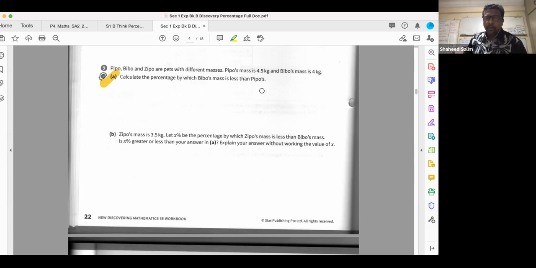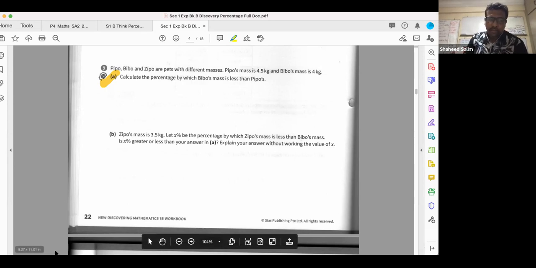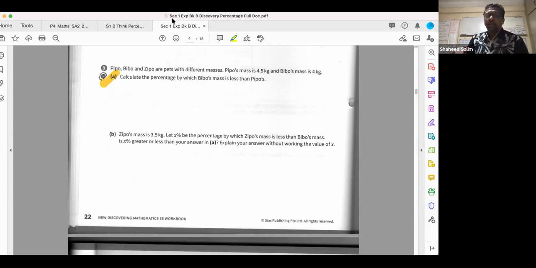Anyone knows? There's a clue word here. What about Sophia? Do you know which one is 100%, Sophia? Is Bibo's mass or people's mass 100%? You must know from this sentence, you must be able to know. If you don't know, that means you don't understand percentage.